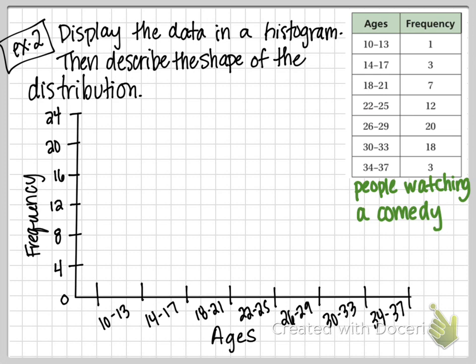Remember, the frequency goes up the left side of the histogram, and then we put our intervals along the bottom. Okay? So let's sketch a little histogram here. There was one person watching who was between the ages of 10 and 13. So that would be about here. 3 people between 14 and 17.